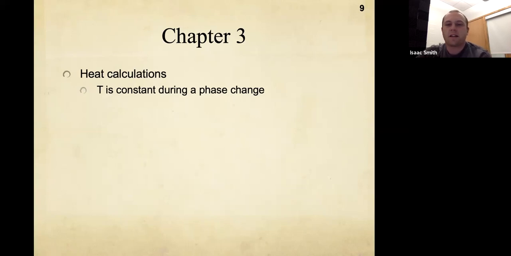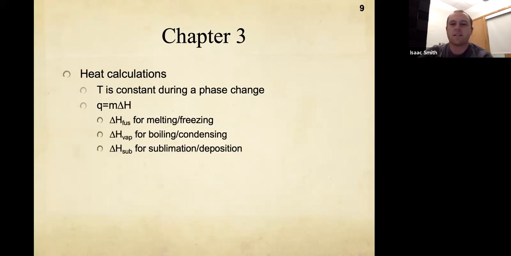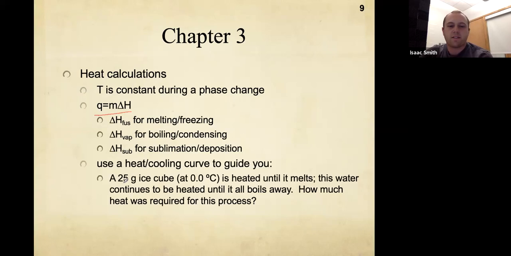When you do the calculations when temperature is constant, right? When phases are changing, so from like a liquid to a gas or a solid to a liquid, you have a different equation, right? So that's heat equals mass times the heat of vaporization or fusion or sublimation, okay? So remember the heating and cooling curves.